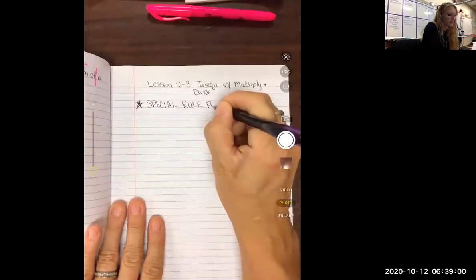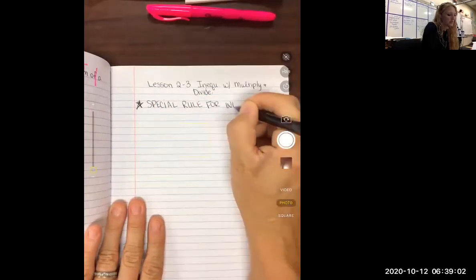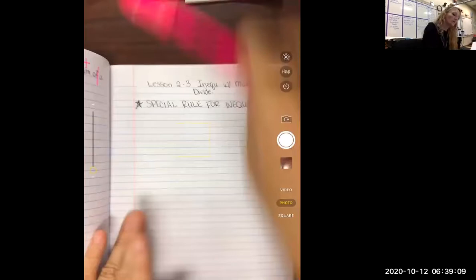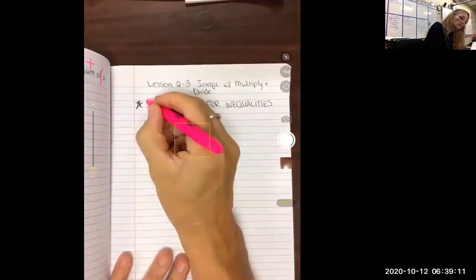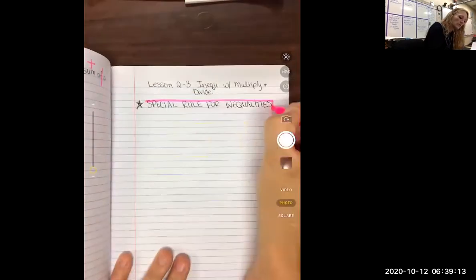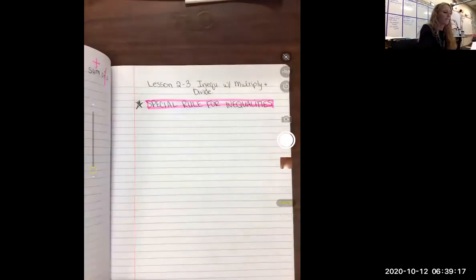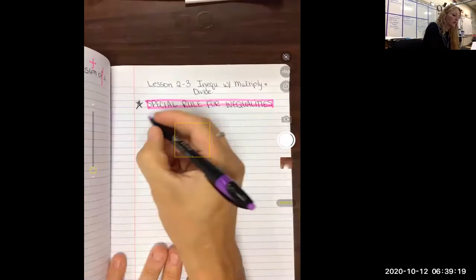Special rule for inequalities. This is the only thing that is different between inequalities and solving equations. It's the only difference. Special rule for inequalities. So this is super, super, super important. Special rule for inequalities.